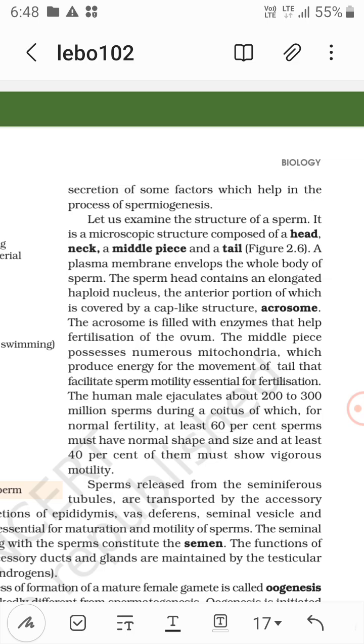Now the human male ejaculates about 200 to 300 million sperms during a coitus, of which for normal motility at least 60% of sperms must have normal shape and size, and at least 40% of them must show vigorous motility.